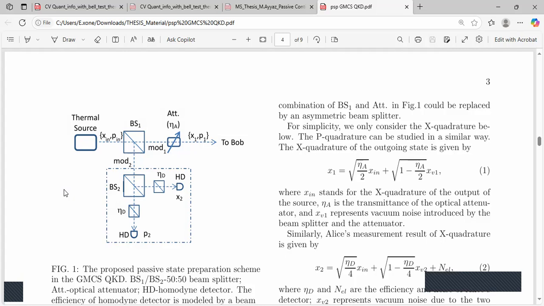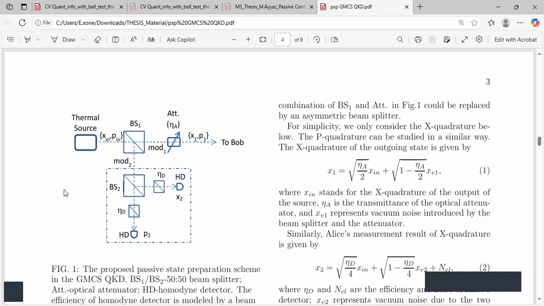This usage of a thermal source can simplify the whole setup of key distribution in this continuous variable regime. As we know, in the Gaussian modulated coherent state, thermal states are what Eve and Bob are looking at. So rather than using Gaussian modulated coherent states, Alice can use the thermal source.